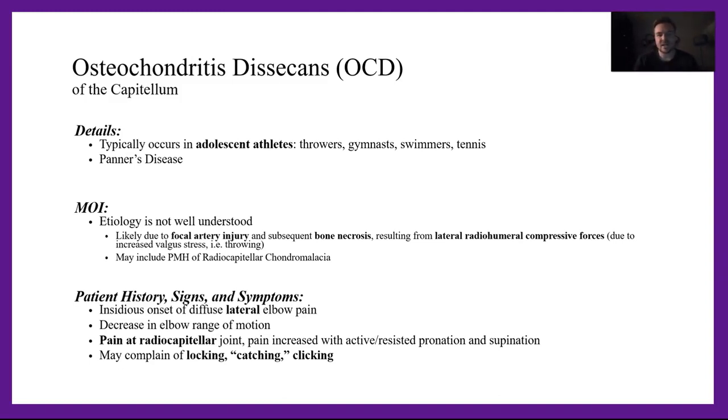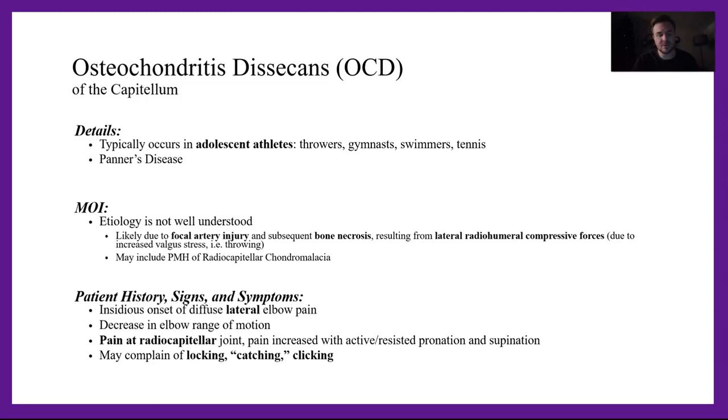Again, adolescent athletes, throwers, gymnasts, swimmers, tennis players, athletes that stress the shear force in the lateral compartment of the elbow. The etiology of this is not really well understood. We do think there's shearing forces, but there's millions of kids who throw a lot and never get this. So what is the etiology?